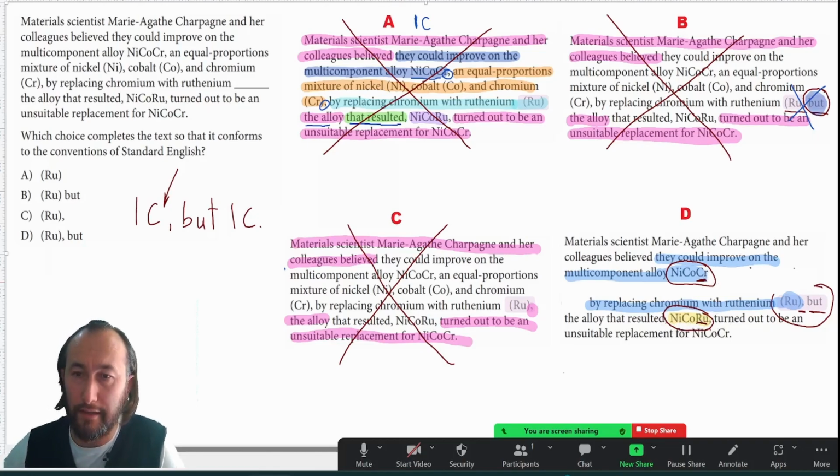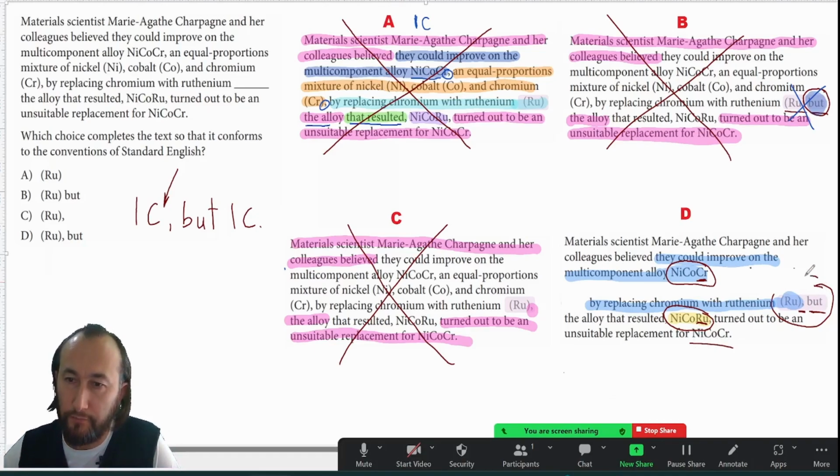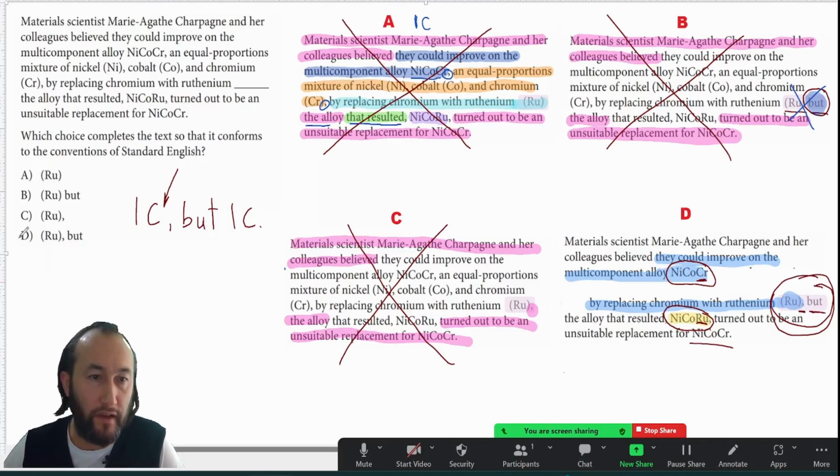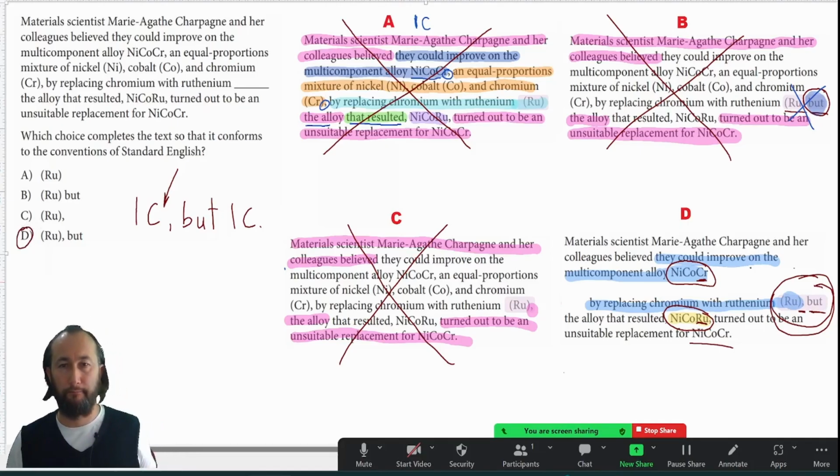So that resulting alloy turned out to be what? Turned out to be an unsuitable replacement for NiCoCr. That means NiCoCr was different, was better. So focus is here. Now we got two independent clauses, we're connecting them with a FANBOYS, and there's a comma here. Everything is perfect. That makes us select choice D as the right answer, guys.